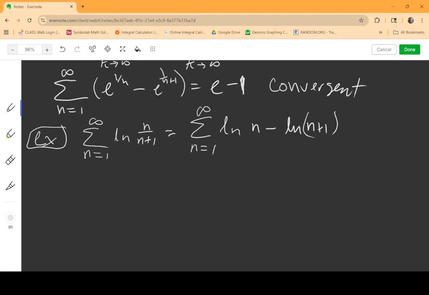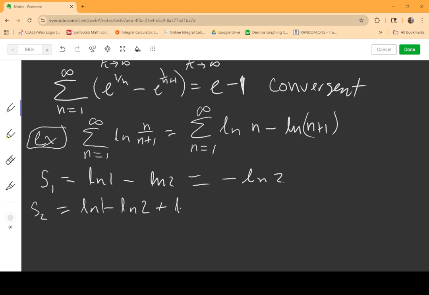Okay, and then again I'll start by writing the first few partial sums and then determining some pattern. So s of 1 would be ln of 1 minus ln of 2, where the terms are ln of n minus ln of n plus 1. And again, recall ln of 1 is 0, so we're left with negative ln of 2. S of 2 is, again, s of 1, and then a2 would be ln of 2 minus ln of 3.